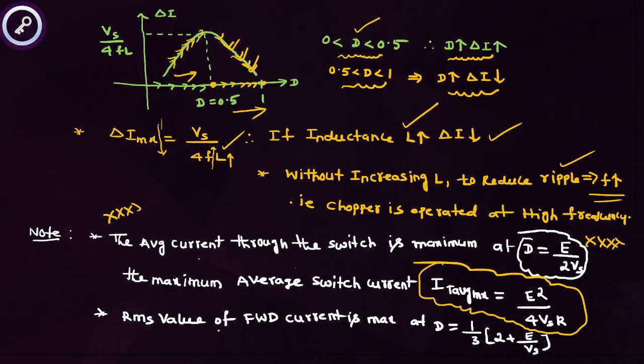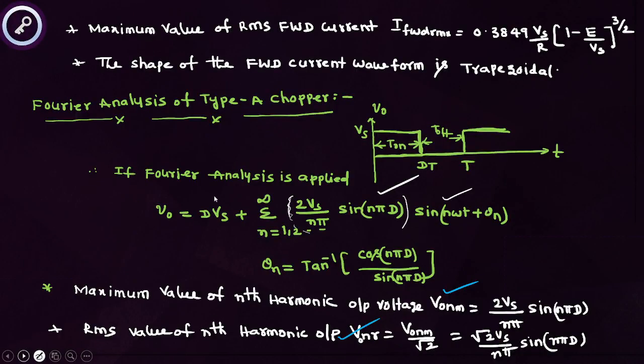At what value of duty cycle is the RMS value of freewheeling diode current maximum? The RMS value of freewheeling diode current is maximum at duty cycle D equal to, very important formula, 1 by 3 into (2 plus E by Vs), friends. Then what is the maximum value of RMS freewheeling diode current? It equals 0.3849 into Vs by R into (1 minus E by Vs) in whole to the power of 3 by 2, friends. The shape of the freewheeling diode current is trapezoidal.